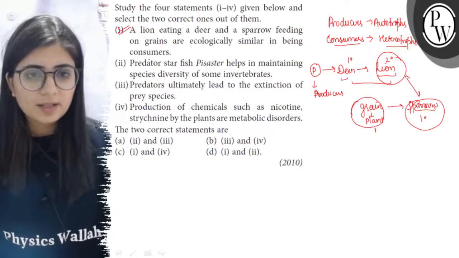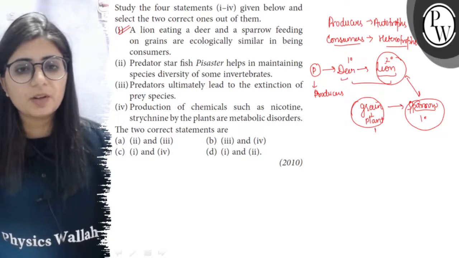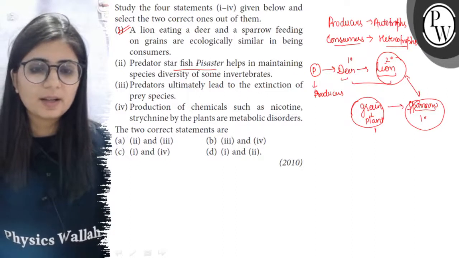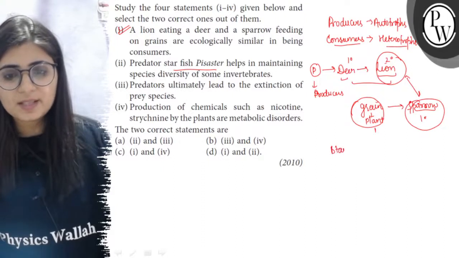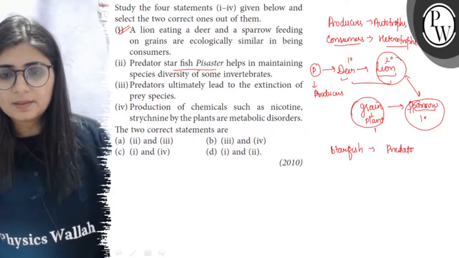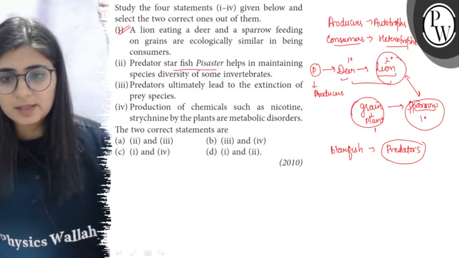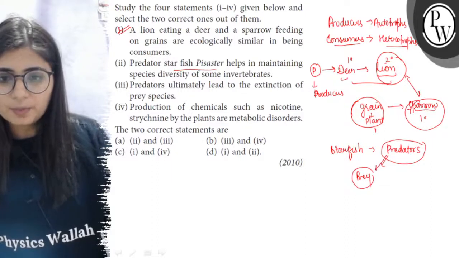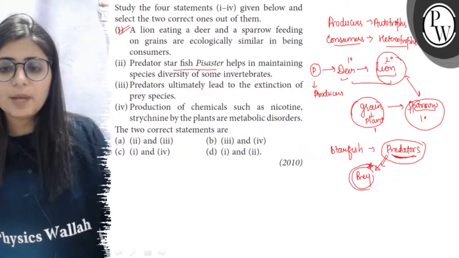Now the second statement is: predator starfish Pisaster helps in maintaining species diversity of some invertebrates. So this is true because the starfish Pisaster is found on the American Pacific coastline. It acts as a predator, and the predators are the organisms which kill and eat the flesh of other animals. Now the predators feed on their prey, and this is how the population of prey is maintained. So predators are maintaining the prey population.